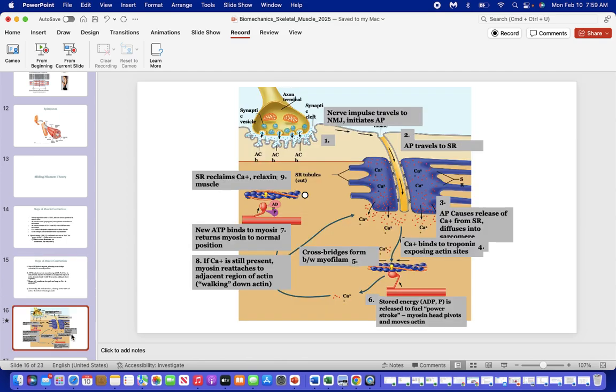So this is a picture of that cycle. So you got up here excitation. So it's where a motor nerve fires an impulse or an action potential. It travels to the neuromuscular junction. That's where the depolarization of the sarcolemma happens, which generates an action potential that spreads to the sarcolemma.